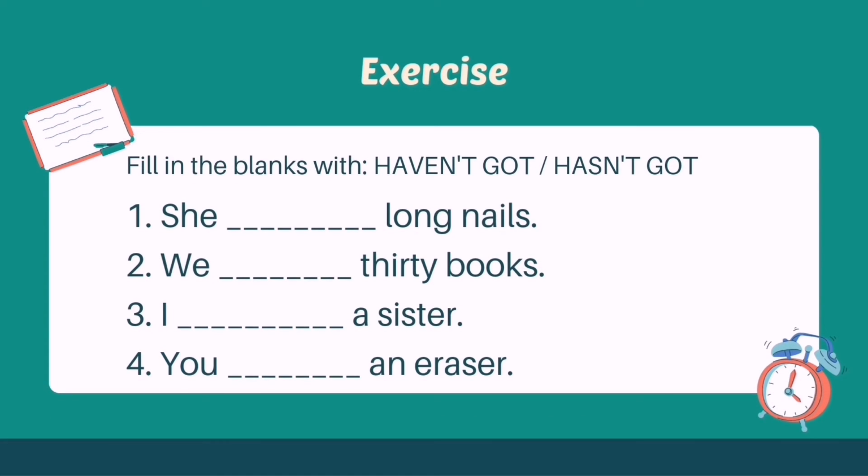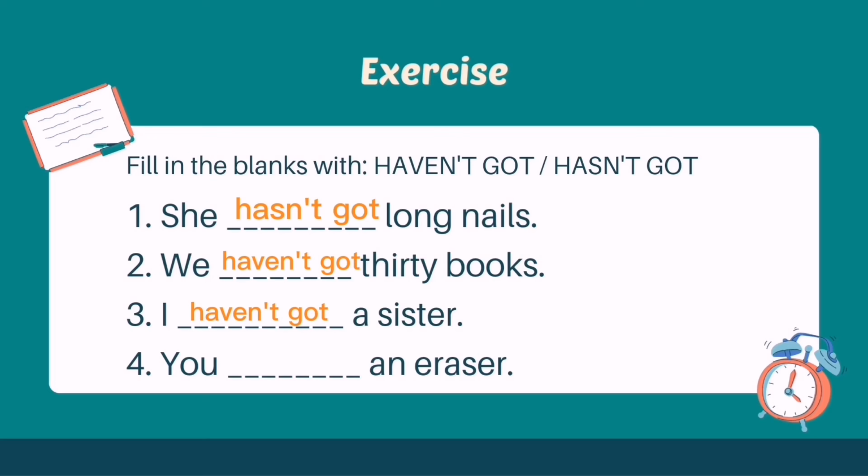So, for question number 1, what do you think will be the answer? Yes, the answer is hasn't got. Why? Because the subject, which is she, is a singular subject. So now what is the answer for question number 2? Yes, the answer is haven't got. Why? Because we is a plural subject. So for number 3, what do you think the answer is? Yes, the answer is I haven't got, because I is a special subject.